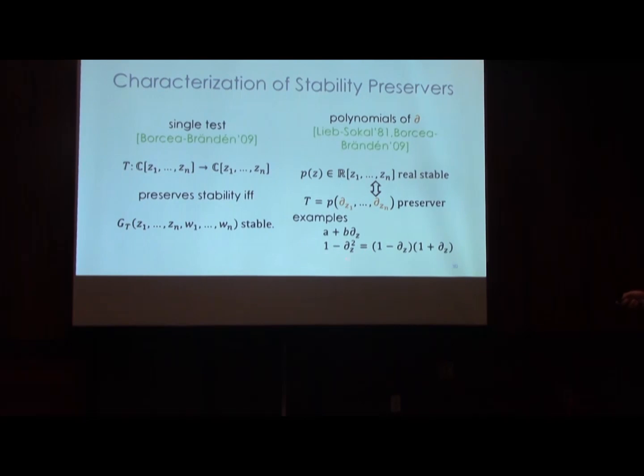The other example which I like is 1 minus partial squared. You can actually factorize this into 1 minus partial and 1 plus partial. So this is a univariate polynomial which has real roots, if you look at partials as variables. Therefore, this operator also preserves real stability.